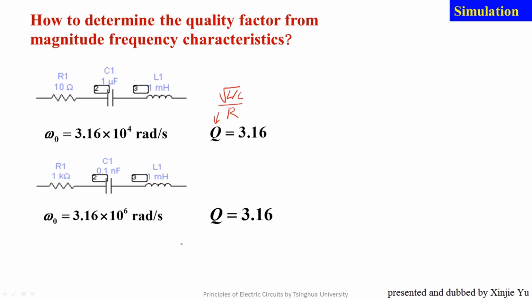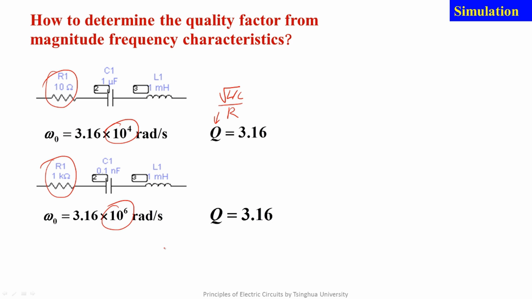From the simulation, you can find that the magnitude frequency characteristic of the current can't reflect the fact that the two circuits have the same quality factor. Why? There are two reasons. The first is that the resonant frequencies of the two circuits have a very large difference. The second is that the maximum values of the current of these two circuits have a large difference.